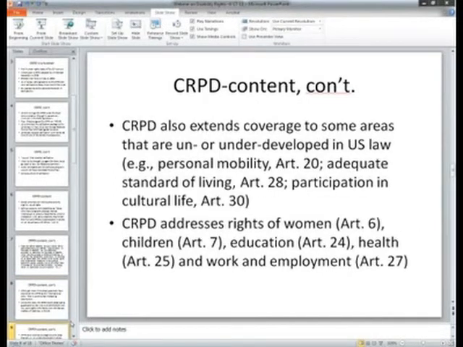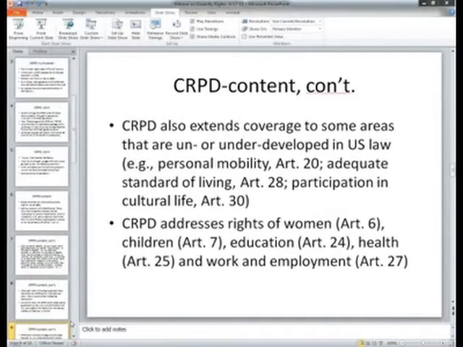The CRPD also covers some things which are not a matter of state law or federal law, at least in the way the CRPD talks about them. And some of these are rights that we've been advocating for in different contexts with more or less success. Right to personal mobility under Article 20, right to an adequate standard of living under Article 28, the right to participate in cultural life, Article 30. These are rights that might be able to be constructed through a series of arguments, but don't come out in that kind of stark way that the CRPD covers it.